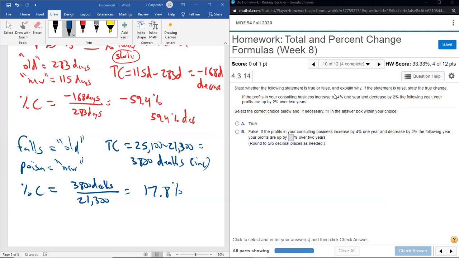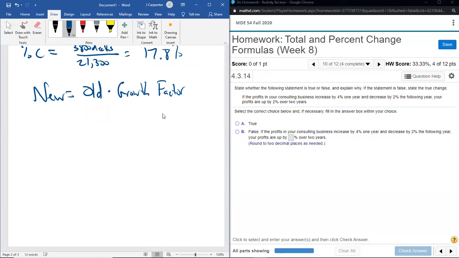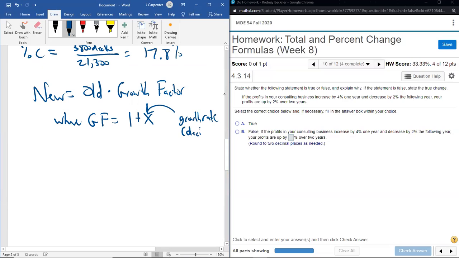So this is where we said you can use that formula that the new is equal to the old times the growth factor, where your growth factor is 1 plus x as a decimal. So the x right here, that's your growth rate as a decimal. Now this also works for decay, except a decay factor is 1 minus that decay rate. So this increase, 4%, that's a growth. A decrease, that's a decay. Growth is up, decay is down.